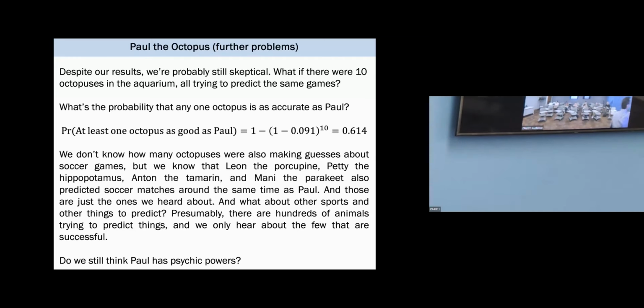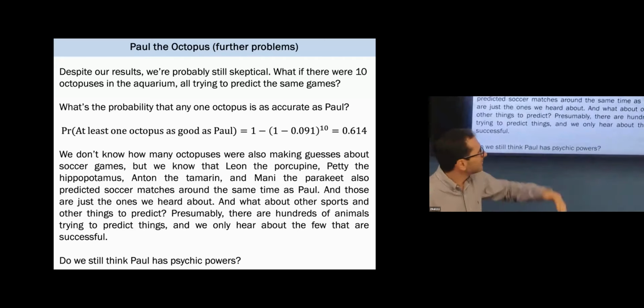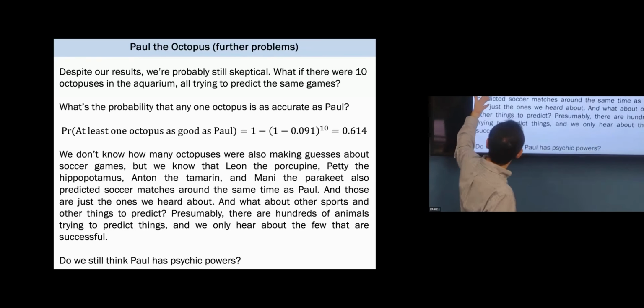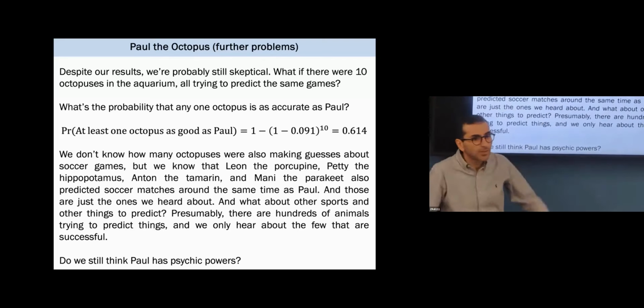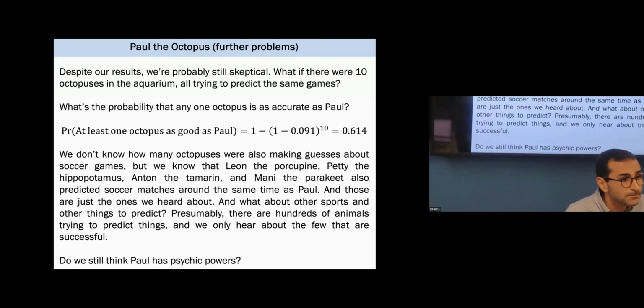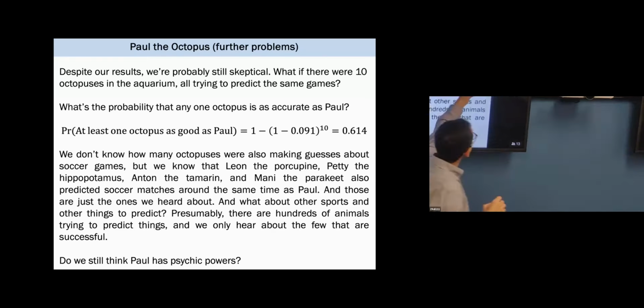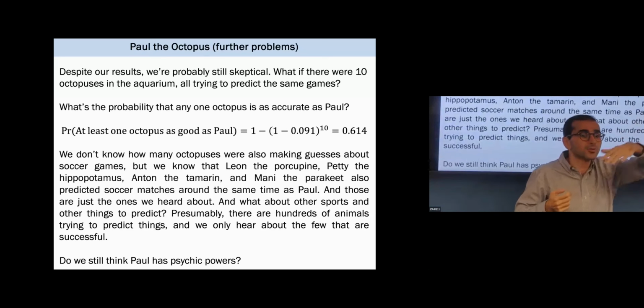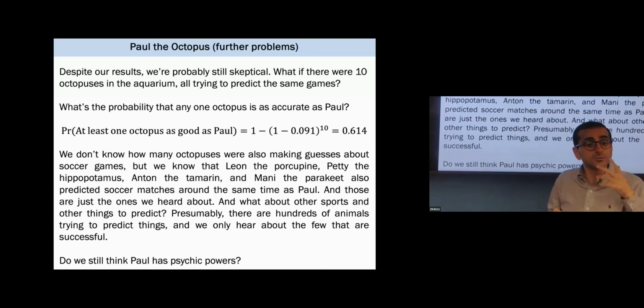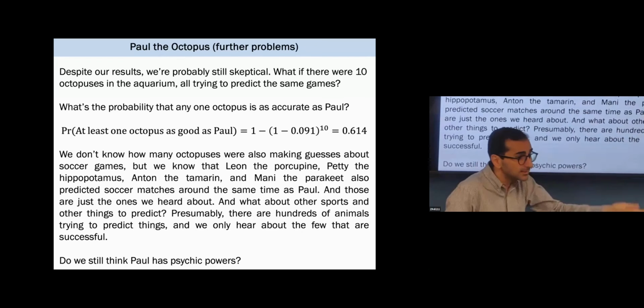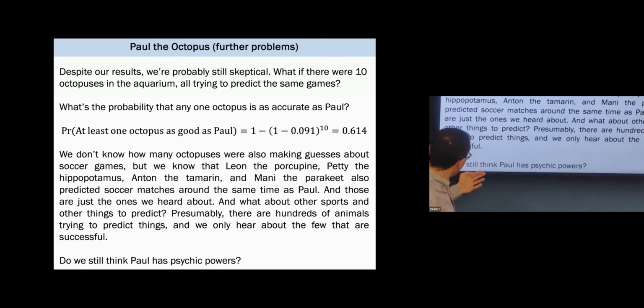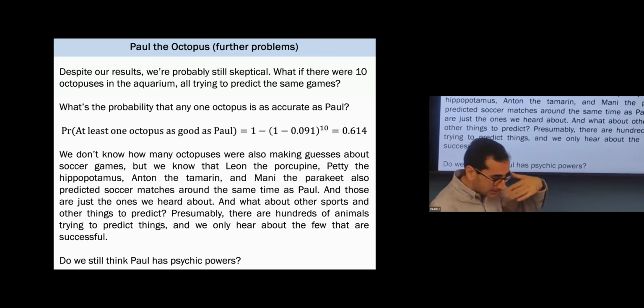Now imagine, there are 10 octopuses, but there are also other animals. I have heard stories about different animals, like hippopotamus, that were trying to predict the games. If we incorporate that information into our analysis, then by random chance it may not be unlikely for one of all those animals to identify the winner of the game correctly. Now, do we still think that Paul the octopus had that ability?